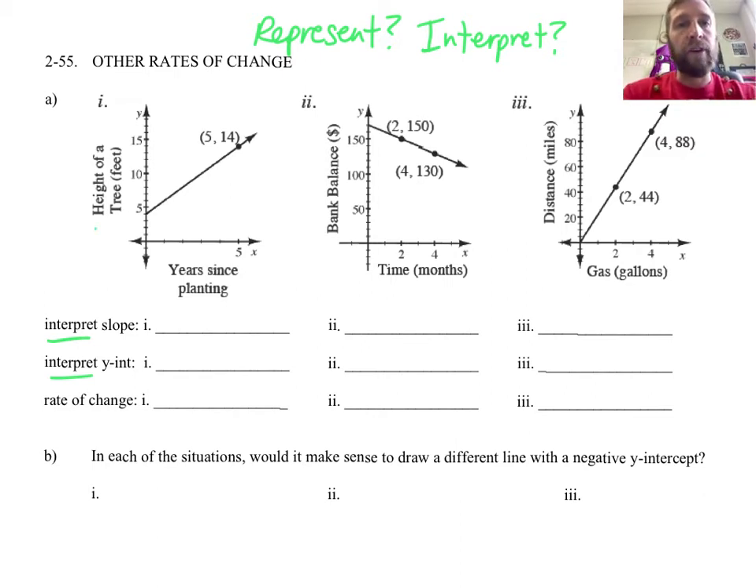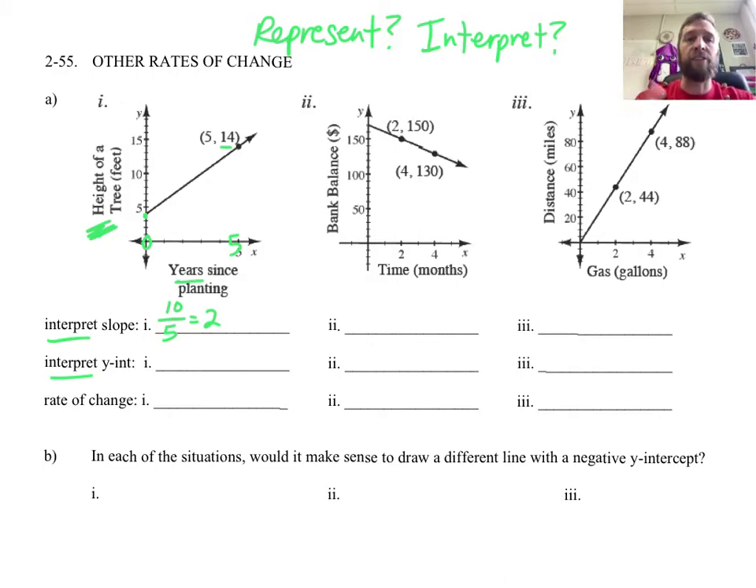On our first graph, we have the height of a tree on our y-axis, and over time, it's the years since planting. So we're trying to interpret our slope. If you want, you can calculate the slope. It looks like we started at 4 and go up to 14, so that's a change of 10. We're at 0 on the x, and we go over to 5 on the x, so 10 over 5. So our slope is 2, but the question is saying, what does that represent?